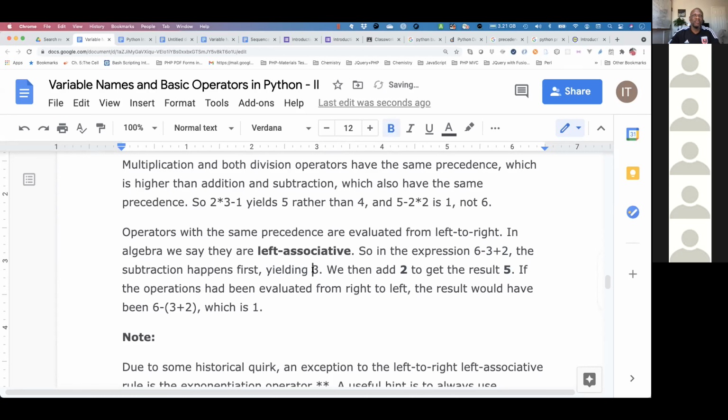I hope nobody's sleeping now. We're almost done. If the operations had been evaluated from right to left, the result would have been 6 minus this one. This one has to be in the bracket, which means it's 5. Therefore, 6 minus 5 is going to be 1.